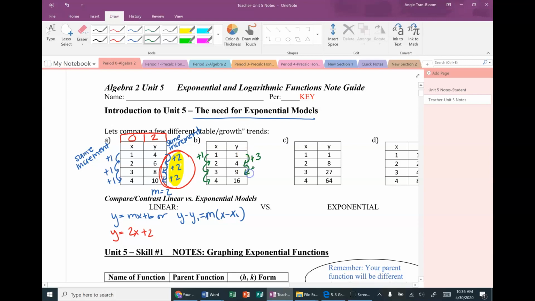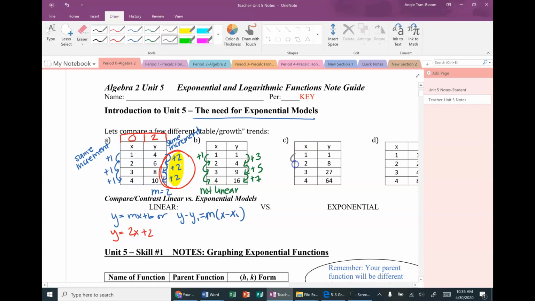From here to here, we add 5. From here to here, we're going to add 7. That is not the same increment, so we can say this is not linear. So right now, we will say that that's not linear. I will define exponential in just a little bit. Now let's go to the next one.